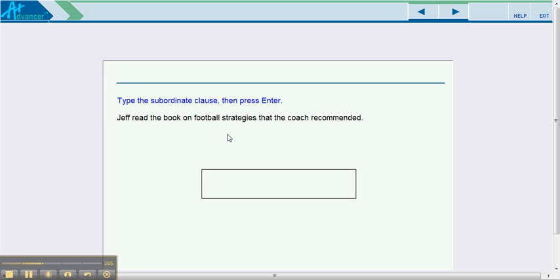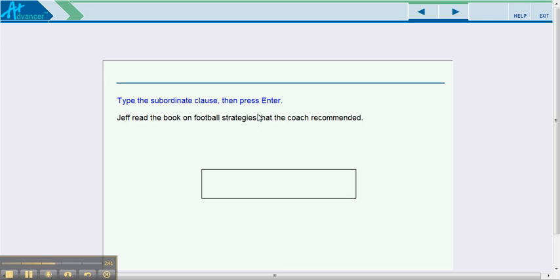One way to test whether you've got the right answer, if you're looking for a subordinate clause, is to read it aloud. Does it make sense by itself? If it does not make sense by itself, it's probably a subordinate clause. If a clause makes sense all by itself, it's probably a main clause or independent clause. Here, the sentence, Jeff read the book on football strategies, makes sense all by itself. You don't need any more information.